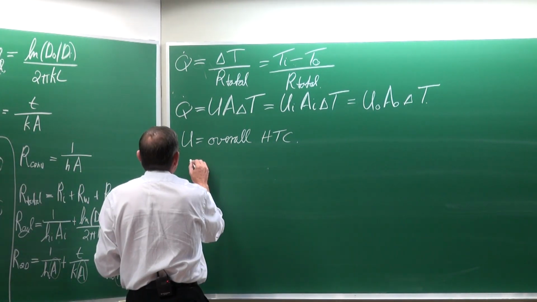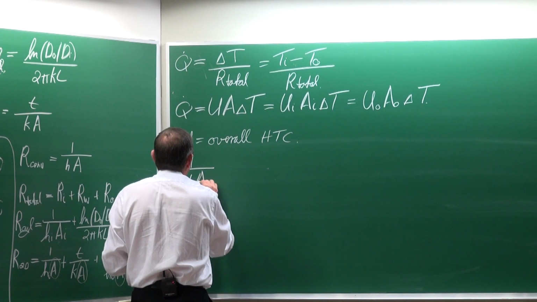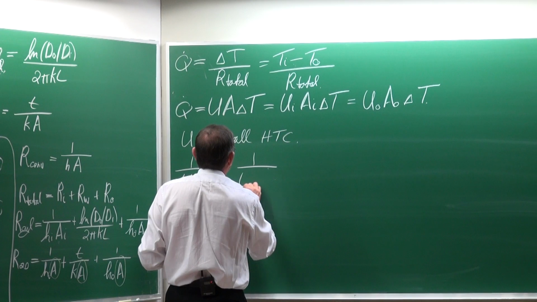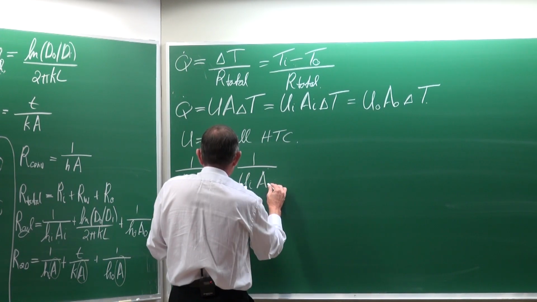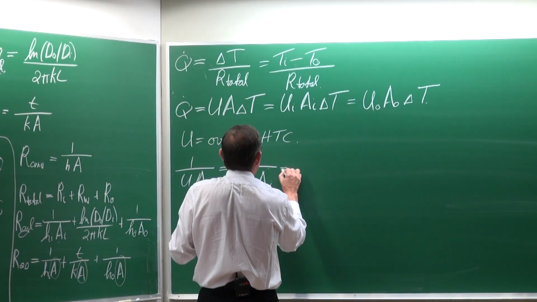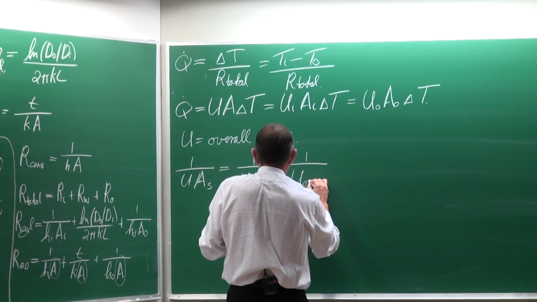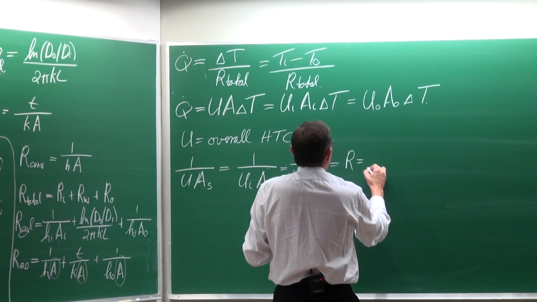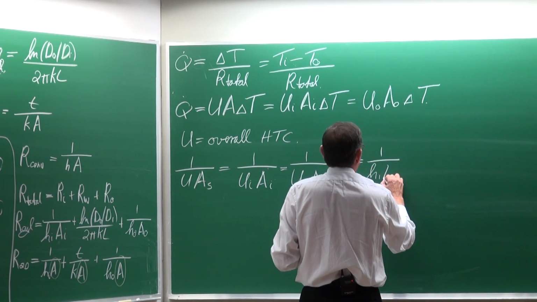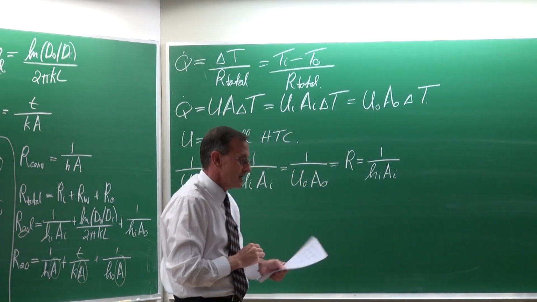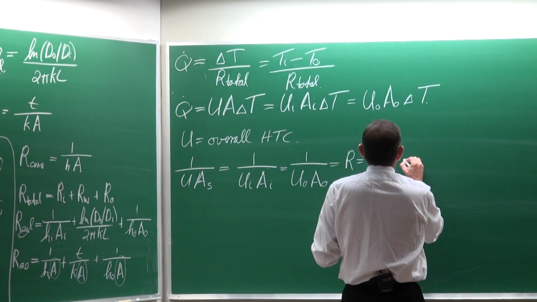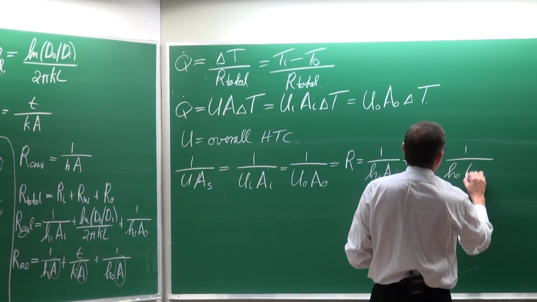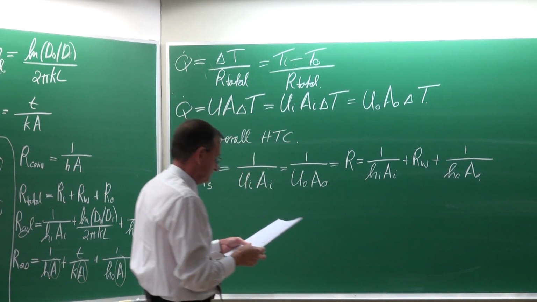Thus, in general, we can say 1 divided by the overall heat transfer coefficient multiplied by the surface area is equal to 1 divided by the overall heat transfer coefficient on the inside multiplied by the area, which is equal to R, where R is equal to 1 divided by the heat transfer coefficient on the inside, area on the inside, plus the resistance of the wall, plus 1 divided by the heat transfer coefficient on the outside, area on the outside.